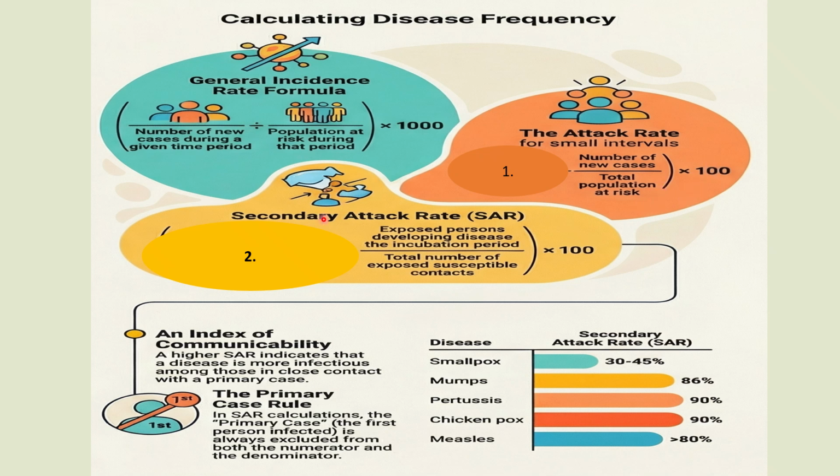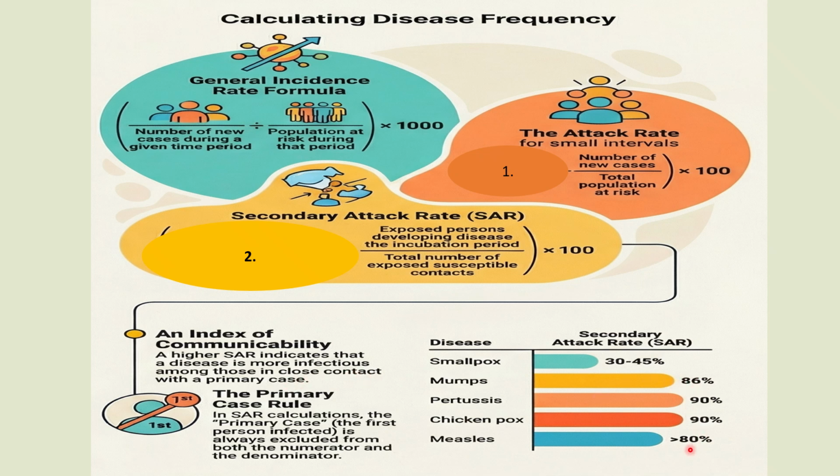Second is secondary attack rate. This looks at how many exposed susceptible contacts get the disease within the incubation period. It's useful for outbreak in families or classrooms. It is also an index of communicability. A higher secondary attack rate means the disease spreads more easily among close contacts.